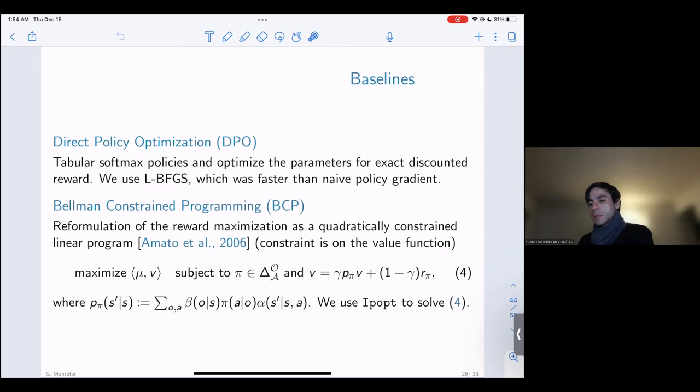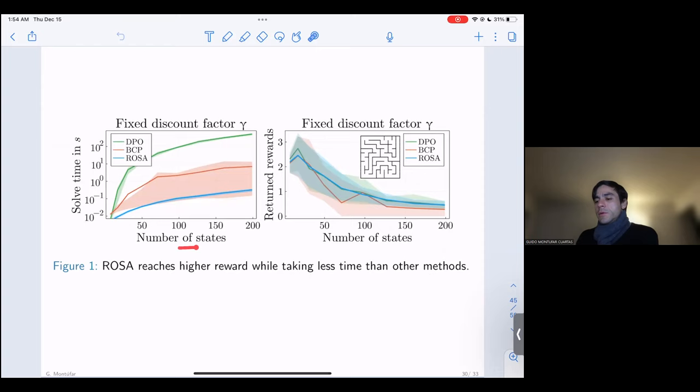And here's what we observe. If the number of states of the maze, we make these mazes bigger and bigger, we monitor the solution time. And ROSA is our method. At least in this particular kind of problems, it did perform best in the sense of requiring the least amount of time. Direct policy optimization became very expensive. Note that this is logarithmic. And BCP was better, but not as good as ROSA.